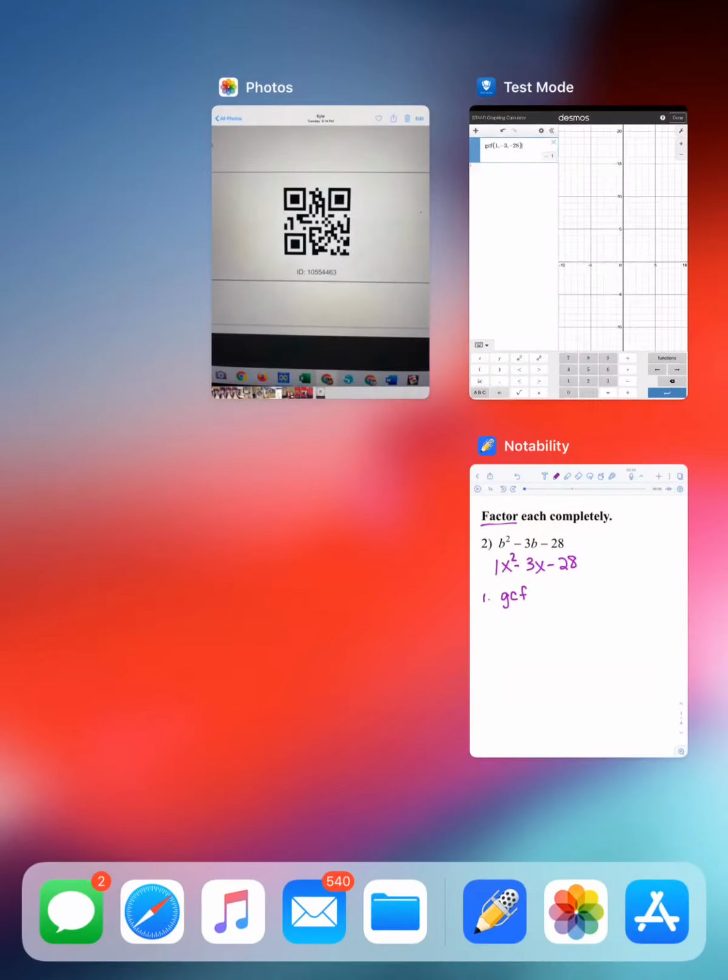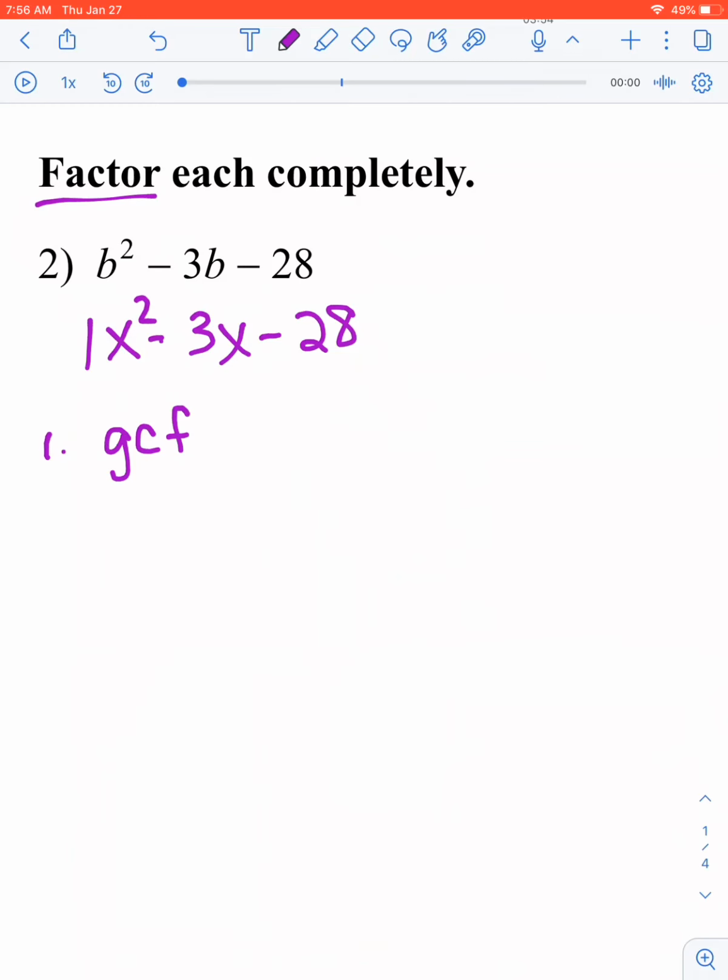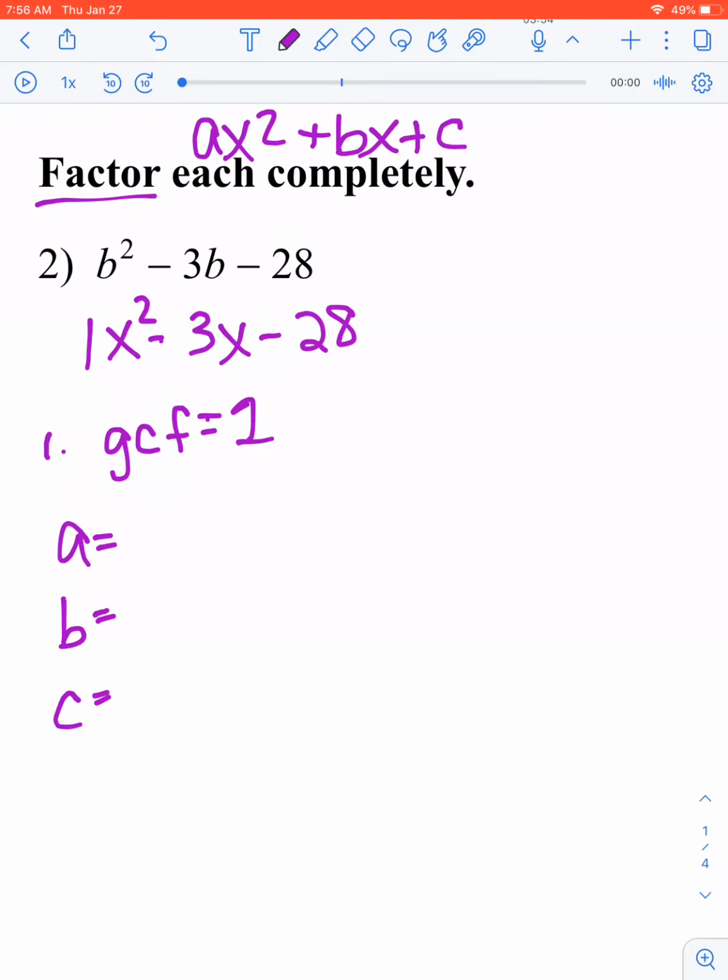And so what you want is 1 because then it's less work. I'll do one later that doesn't have a 1. But my GCF here is 1. So the second step is we go straight to the ABC. And so I get it from ax squared plus bx plus c. So a is the number in front of x squared, which in this case is 1. B is the number in front of x, which is negative 3. And c is the number by itself, which is negative 28.